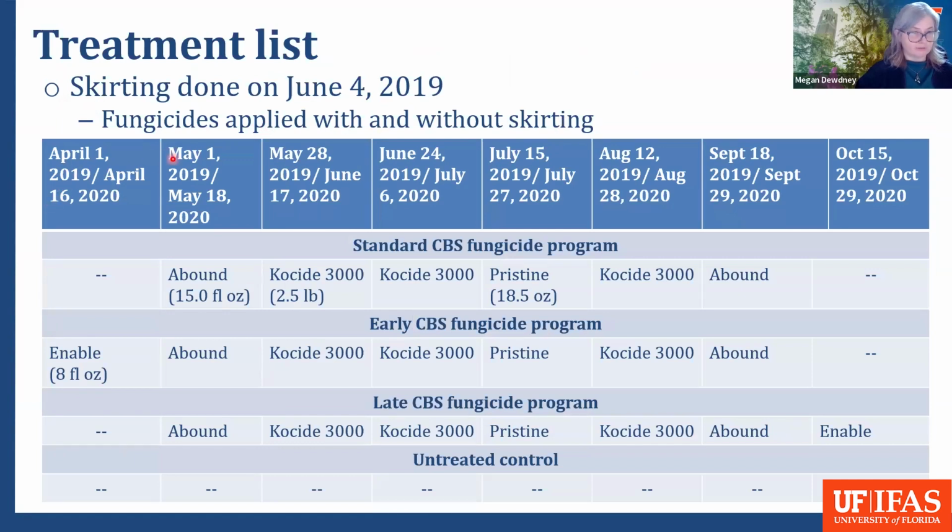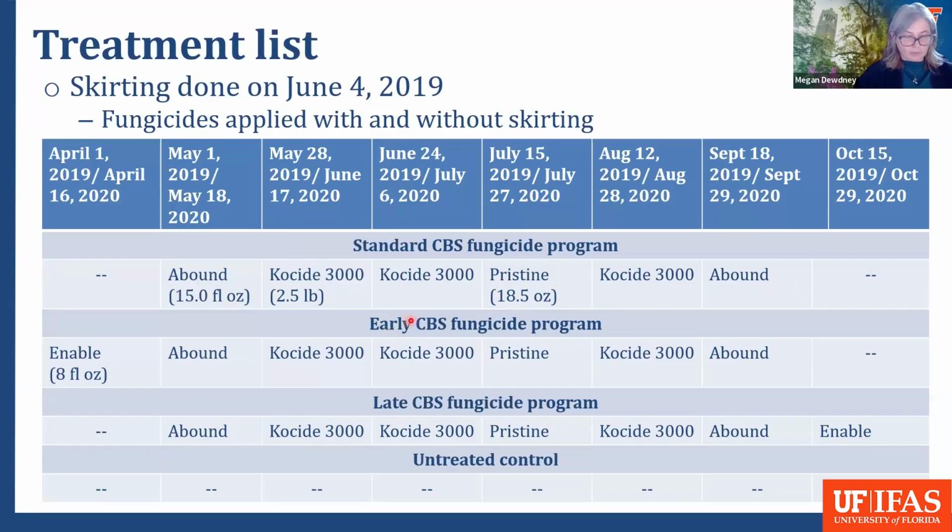We had two different sets of dates in the 2 years that we did this trial, but basically it went from early or mid-April, depending on the year, all the way to mid to end of October. We looked at a standard fungicide program: things like Abound and Coside 3000, so a copper program, then another fungicide with an SDHI, as well as a strobe, Coside 3000, and then Abound again.